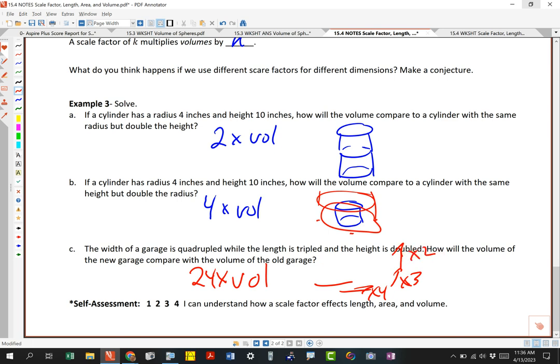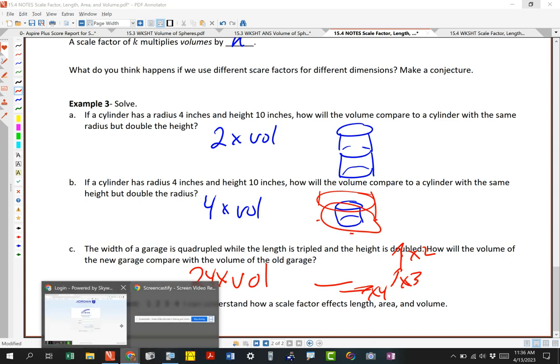I actually wish I had a garage. That would be pretty cool. What would you put in there? A golf simulator.